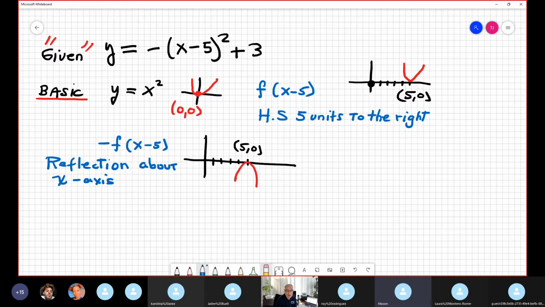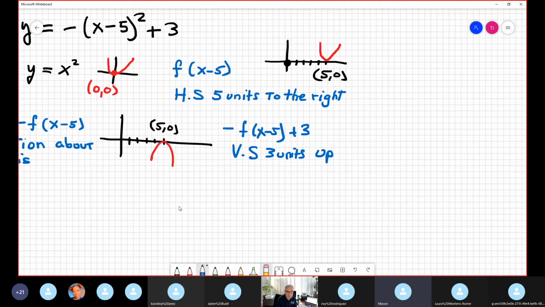And finally, I can see that we have minus f(x) plus 3. This plus 3 outside affects only the y value. Therefore, this is vertical shift 3 units up. Because 3 is positive, 3 units up. Now my final answer looks like that.